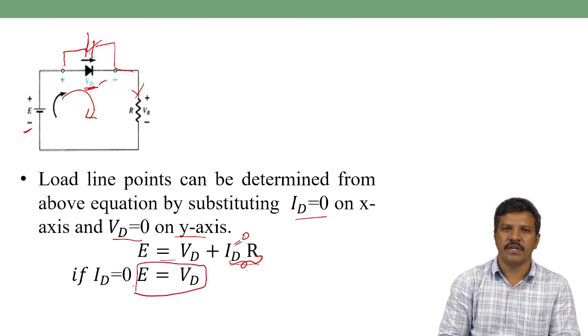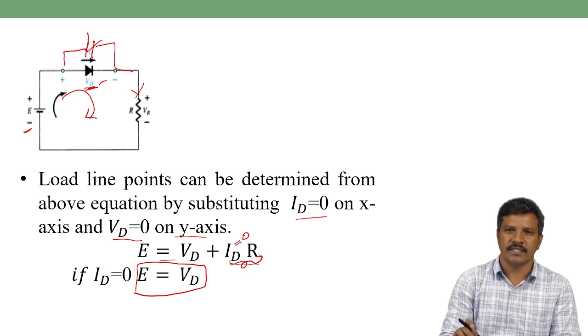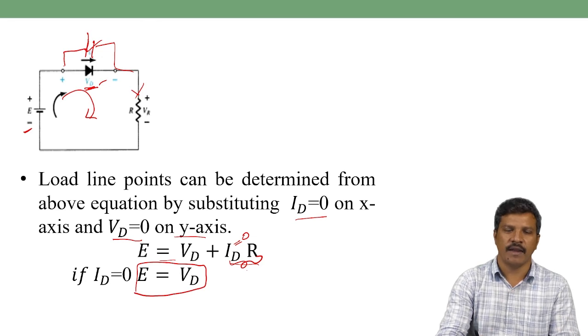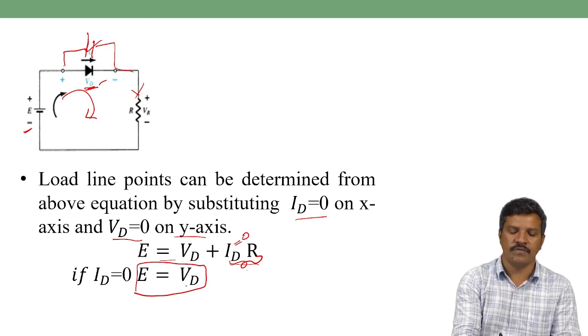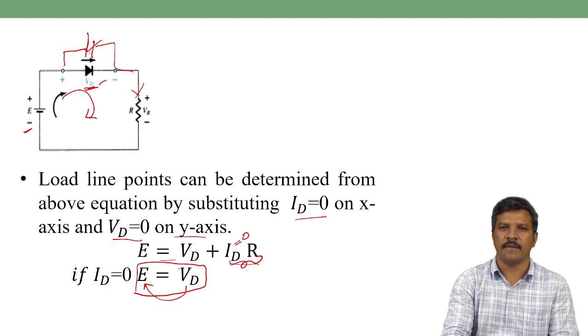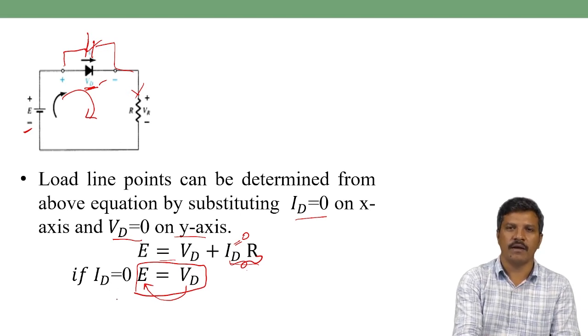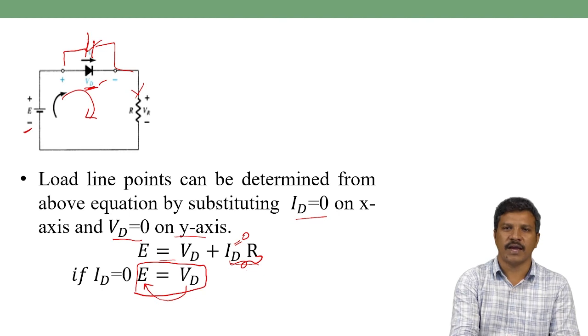What does it mean that E is equal to Vd? On the x-axis, we have taken the diode voltage Vd, and on the y-axis the diode current Id. The diode voltage Vd is equal to the supply voltage, capital E. So that is the point taken on the x-axis.